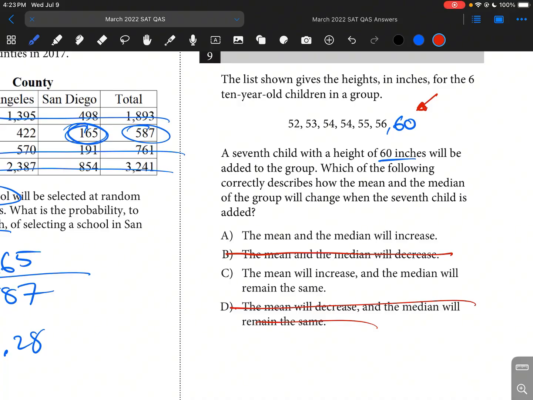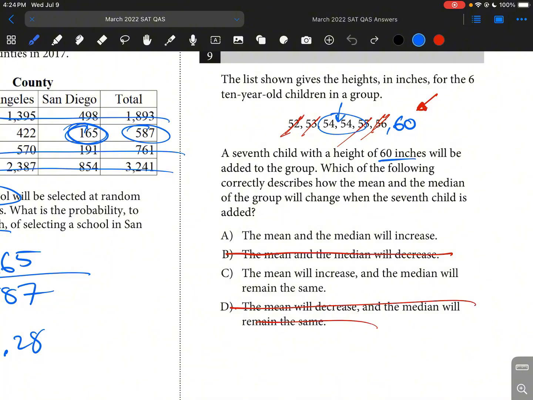The median is the value in the middle. So you need to start removing the values from the two ends simultaneously. So here you remove 52 and 56 simultaneously, and then 53 and 55 simultaneously, and you're left with these two. So the average between these two becomes your median. And since these are the same two numbers, the average of 54 and 54 is just 54. So your original median is 54.